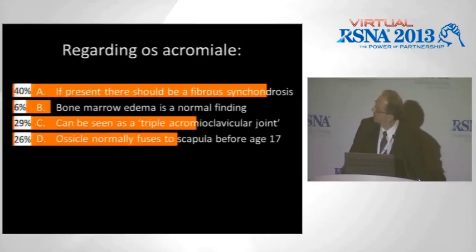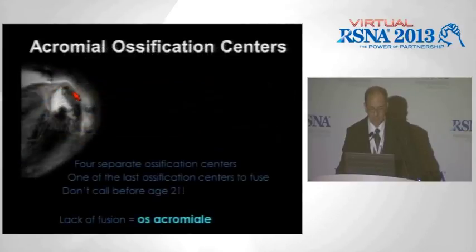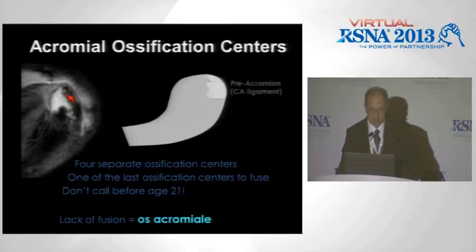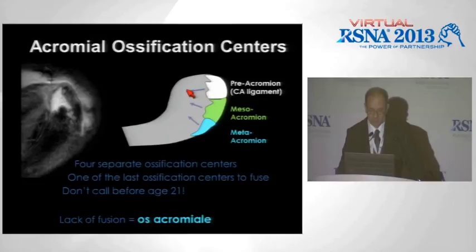All right, and most people picked fibrous synchondrosis, and that's the correct answer. The os acromiale forms from lack of ossification, or lack of fusion, of the acromial ossification center. And there are three separate centers of ossification. They start laterally and ossify medially as the patient ages.